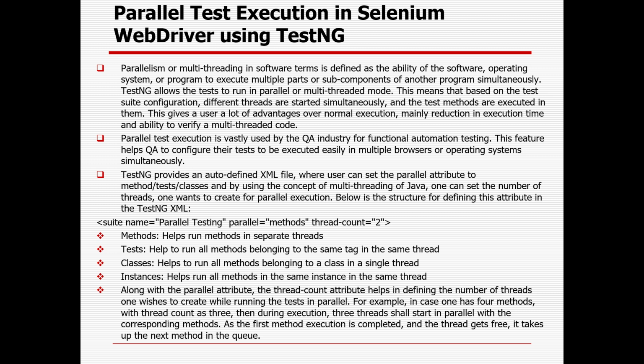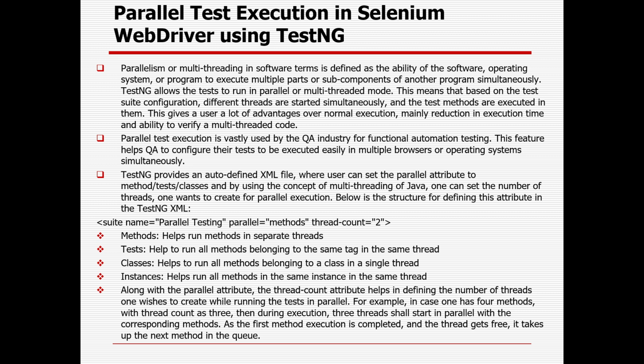Okay, so parallelism or multi-threading in software terms is defined as the ability of the software's operating system or programs to execute multiple parts or subcomponents of a program simultaneously. TestNG allows the tests to run in parallel or multi-threaded mode. This means that based on the test suite configuration, different threads are started simultaneously and the test methods are executed in them. This gives the user a lot of advantages over normal execution, mainly reduction in execution time and the ability to verify multi-threaded code.